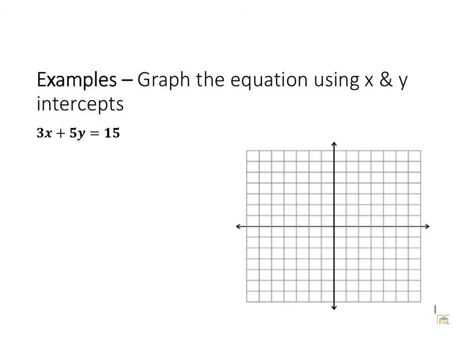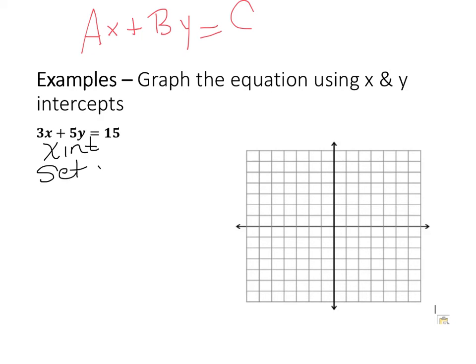Alright, now we're going to graph an equation using the x and y intercepts. And the best time to use the x and y intercepts for graphing is when it's in standard form, which is what it is right now. Standard form is ax plus by equals c. Whenever it's in that format, the easiest thing to do is use the x and y intercepts. So first of all, we're going to start out with the x-intercept. To find the x-intercept, you're going to make y 0. So you set y equal to 0.